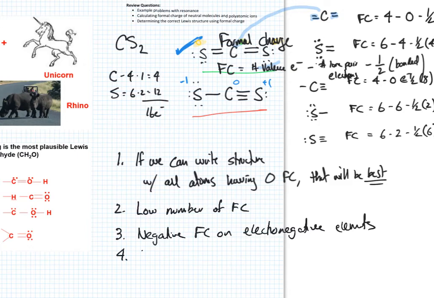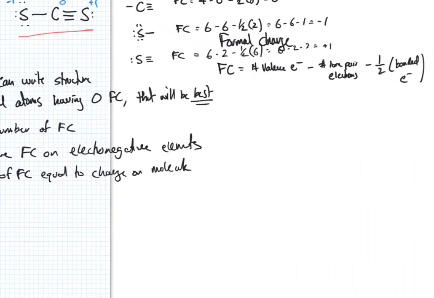And number 4 is the sum of the formal charges has to equal the charge on the molecule. So if you calculate all the formal charges, they should add up to whatever the charge is on the molecule. If they do not add up to what the charge on the molecule is, you've made a mistake somewhere. Either your Lewis structure is wrong or you've calculated the formal charge wrong. So let's take a look at what that looks like.